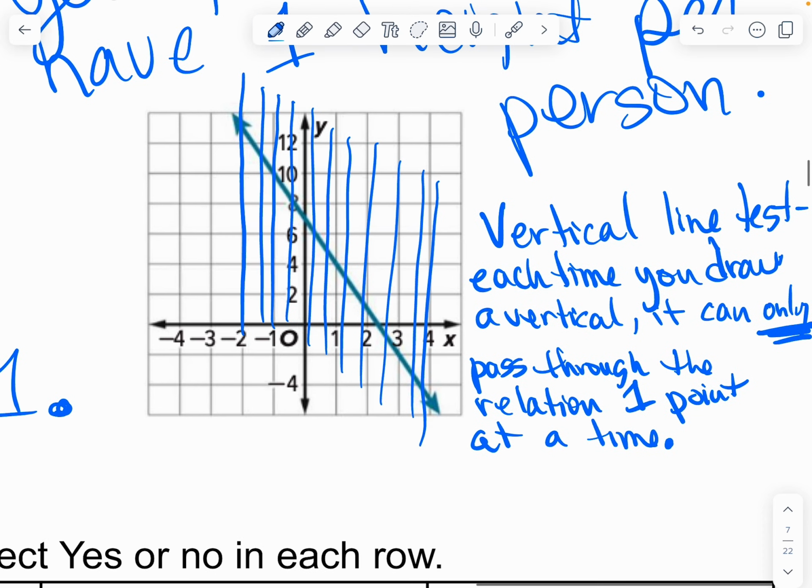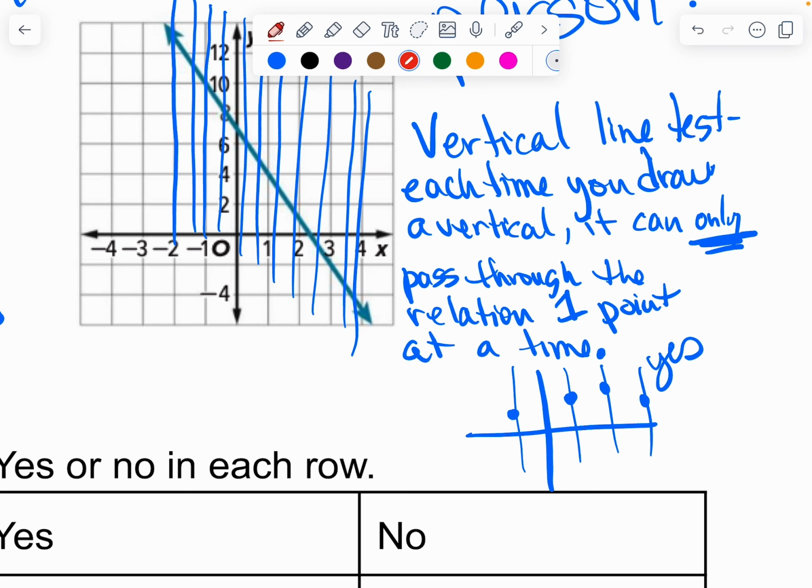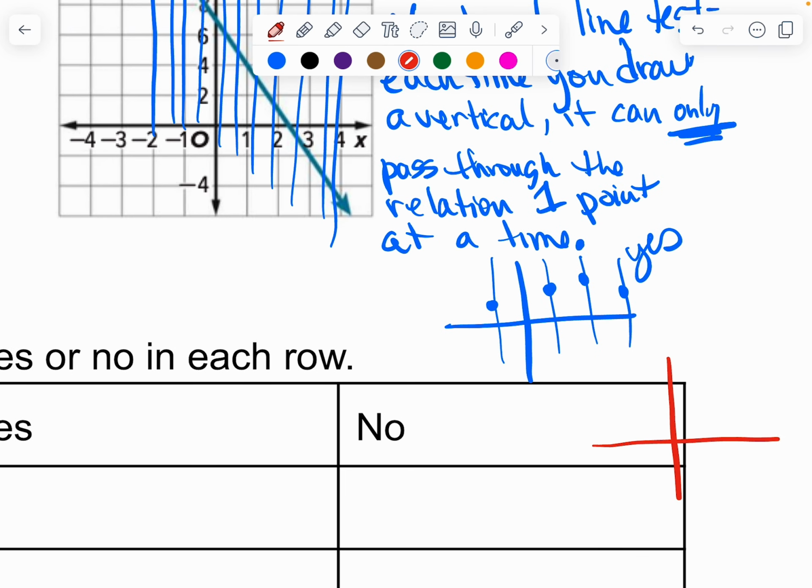And the reason I say relation is because not always will it be a line. Okay? So if I did this one, I drew a line. So this is yes. Okay, I'm going to change the color for a second. Now, if I drew one that looked like this, and I had these two like this, and I drew a vertical line that hits 2 points at the same time. So no, this is not a function.